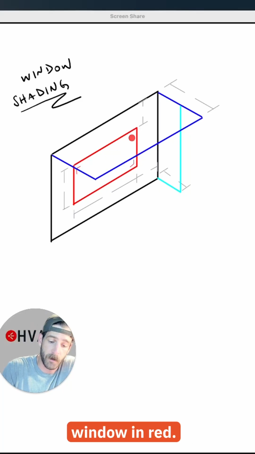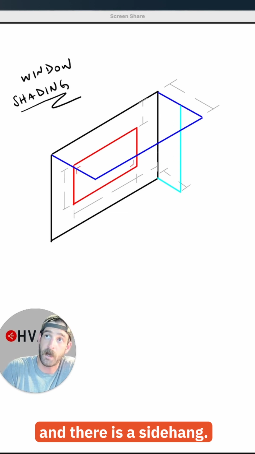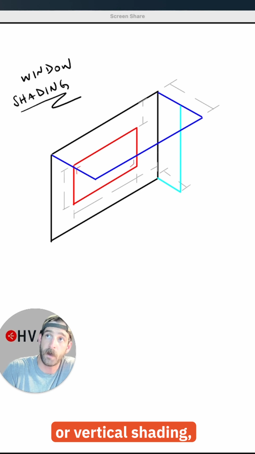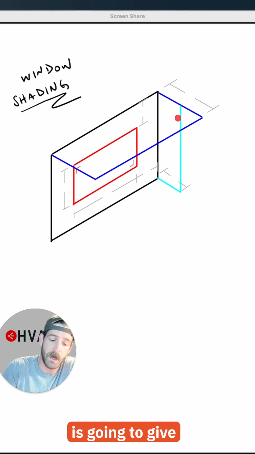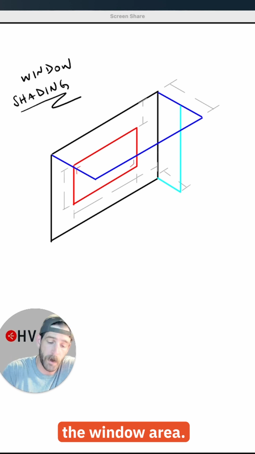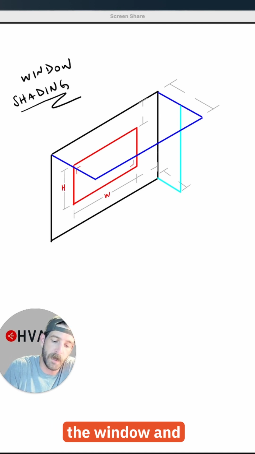We have a window in red. We also have two types of shadings. There is an overhang and there is a side hang. The overhang is going to give you top down or vertical shading, and the side hang is going to give you left to right horizontal shading. So variables, there's the window area. H for height of the window and W for the width.